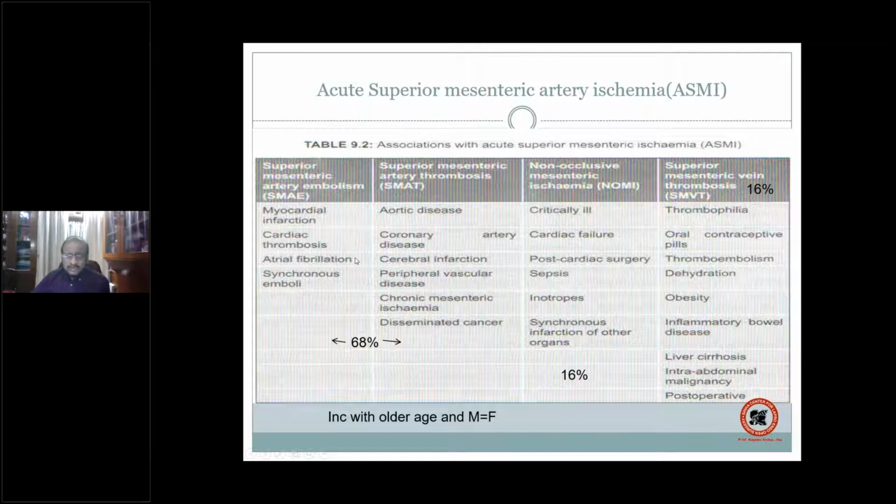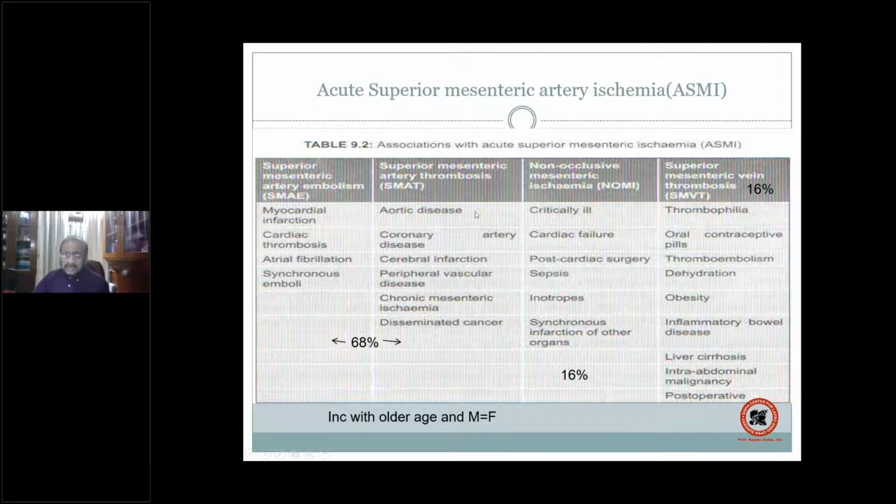If you look among all these, the arterial embolism and arterial thrombosis are responsible for 68% of the reason why you have an acute superior mesenteric artery ischemia. 16% of the time, equal number of times, you can have either a non-occlusive mesenteric ischemia or a mesenteric vein thrombosis, right?